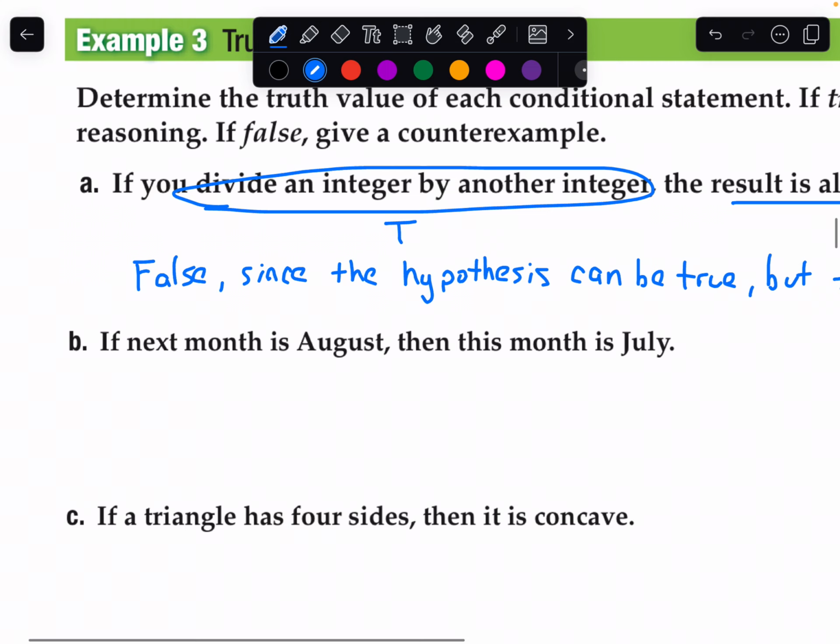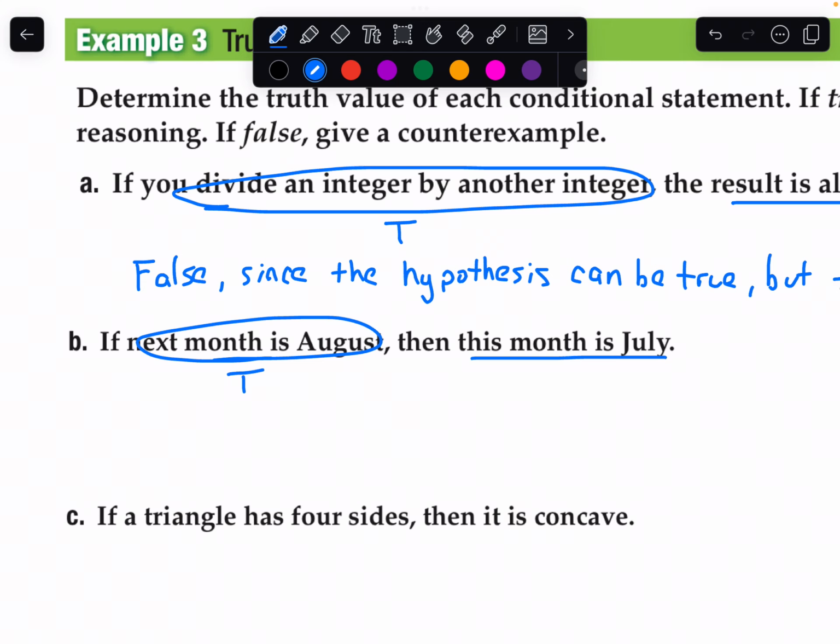Example B. If next month is August, then this month is July. Next month is August is our hypothesis. This month is July is the conclusion. We are currently recording this in September, so neither of these are currently true, but let's take the case of when it is true.